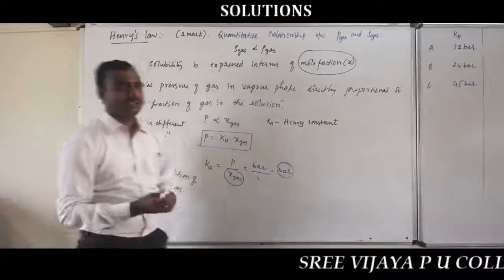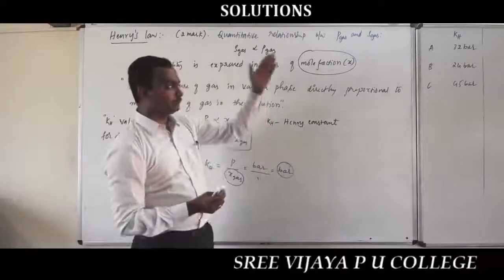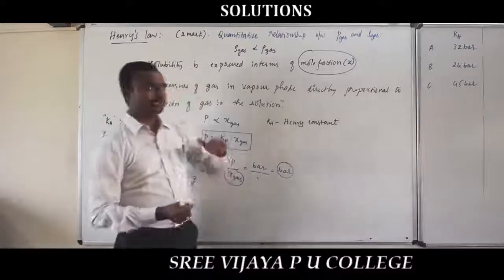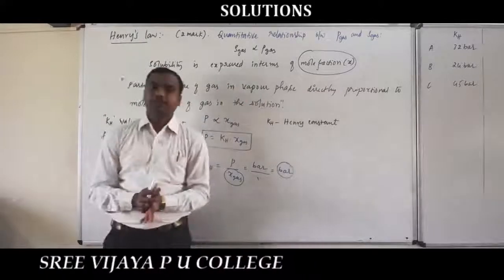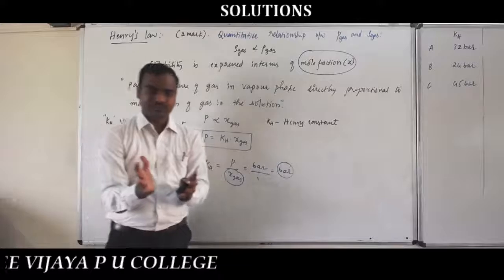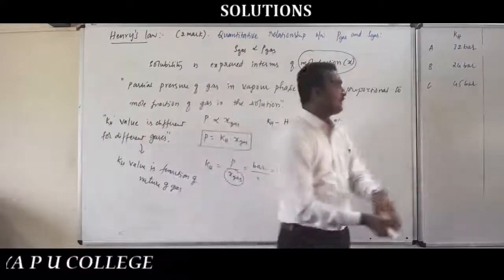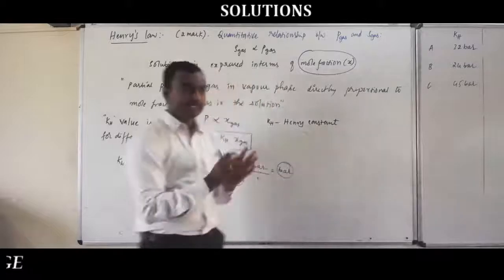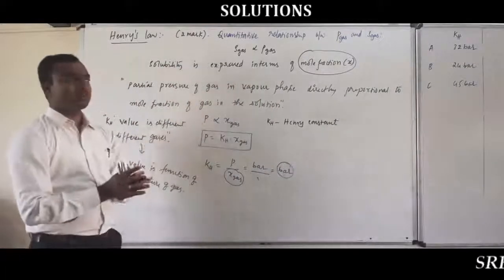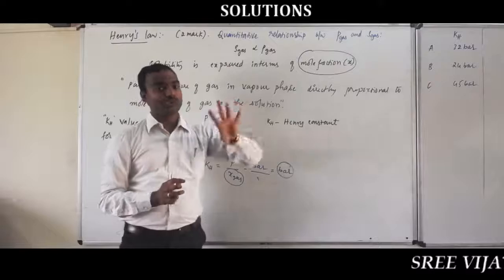Then they ask: write the increasing order of solubility of gases A, B, C, or write the decreasing order of solubility of gases A, B, C. That is very important for competitive exams. You do not need to calculate the Kh value, they give the Kh values. What you have to do is write the solubility order of the gases. But before that, what is the relationship between Kh and the solubility of the gas?